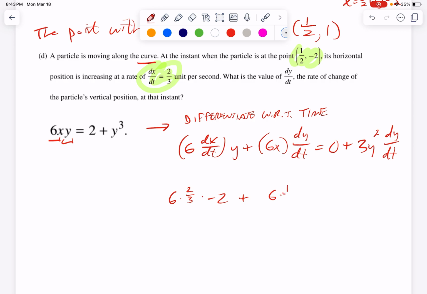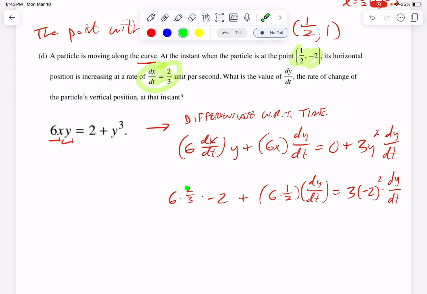Plus 6 times 1/2 times dy dt equals 0 plus 3 times -2 squared times dy dt. So what do we have here? 6 times 2/3 is 4, times -2 is -8. This is 3 dy dt. Negative 2 squared is 4. 3 times 4 is 12.